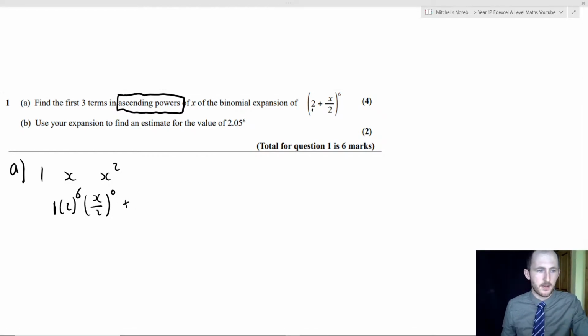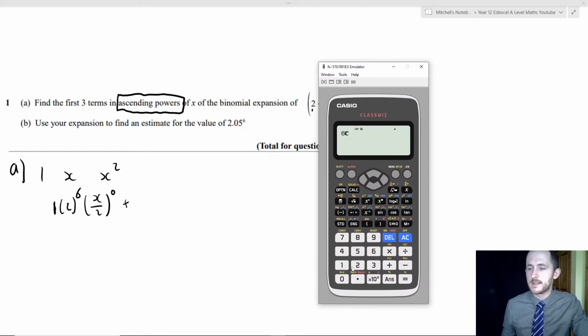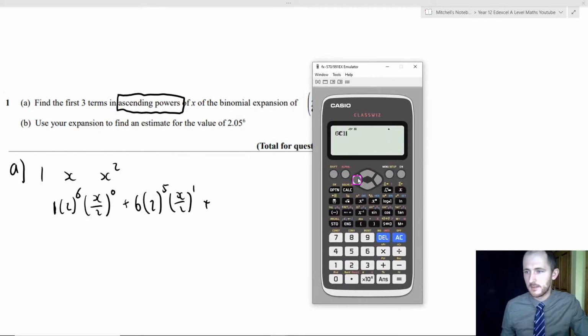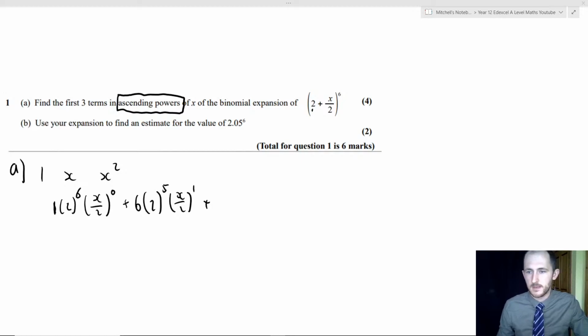Then plus, and let's bring our calculator back. What would the second term be? So again, even though it's a 1, it's the second term, because we start counting at 0. 6, so we're going to write 6. And remember what we do. Reduce the power of the 2, so from 6 we're going to 5, and increase the power of this, so x over 2 to the power of 1. Okay, good. Now bring back my calculator. Now we're going for the third term, which is represented by 2, 15. So 15. Again, reduce the power of the 2 to make it 4. Increase the power of the x to make squared.